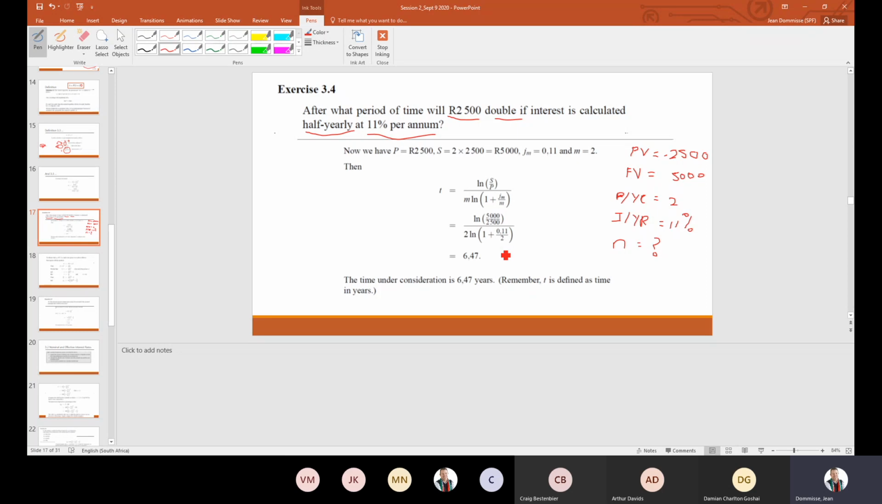So if they said how many periods, then the 12.95 would have been perfect. It would have been right. If I ask you how many years, then you need to say it is the 6.47 or whatever it was. So also let the answer that you have guide you into what you need to get to. But I think that is for 1 year.